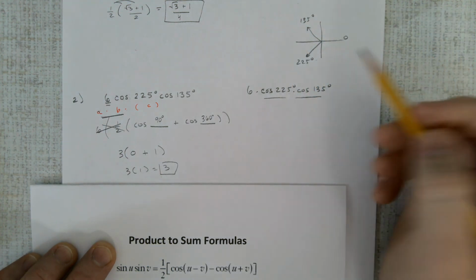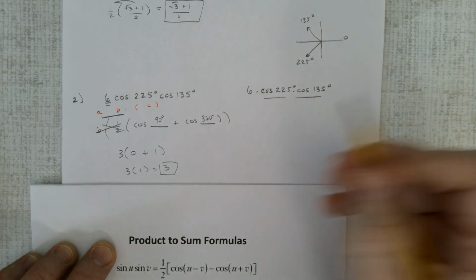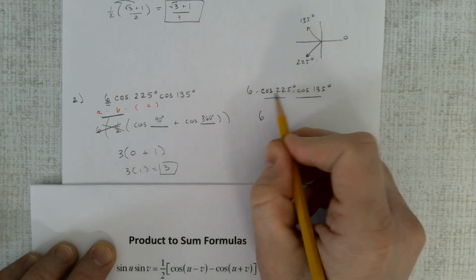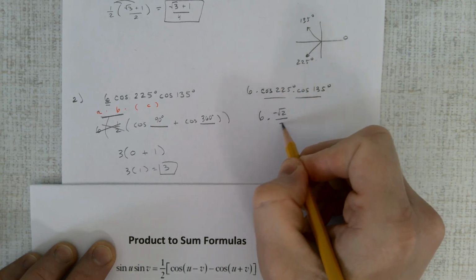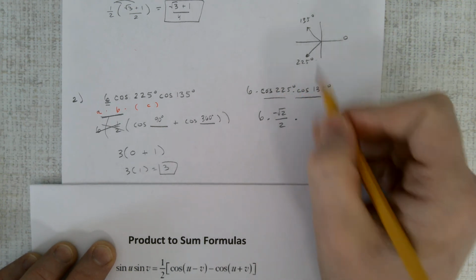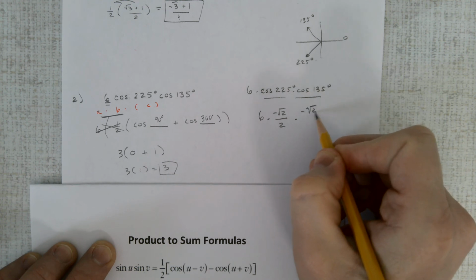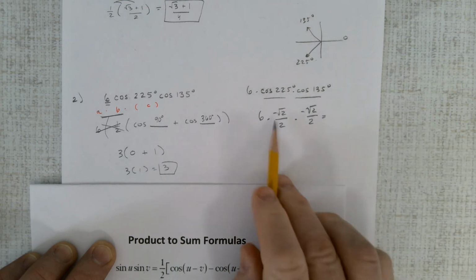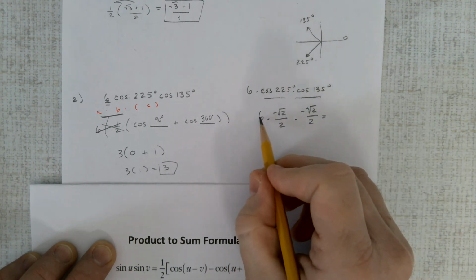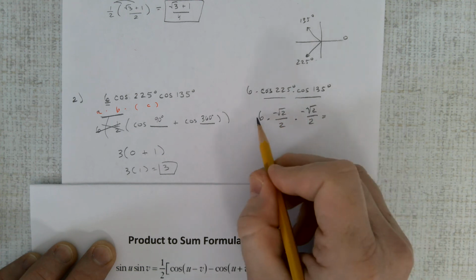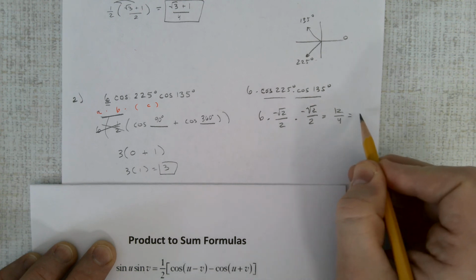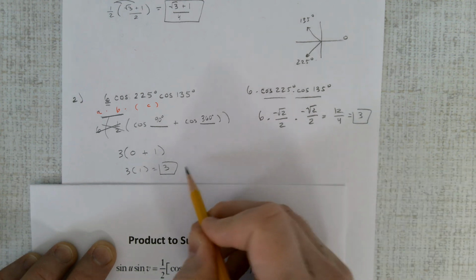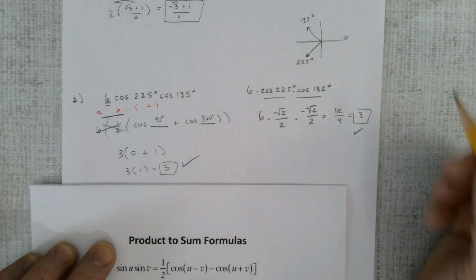So actually, I could have just done them the easy way. I could have just said this is 6. What would this be? The cosine of that would be a negative root 2 over 2. The cosine of this, and hey, those are the same thing. Let's multiply across. What do I have on top? 6 times, well, root 2 and root 2 make 2, times 6 is 12 over 4, and that's 3. And it's the same answer both times.